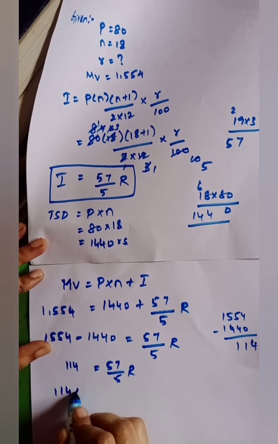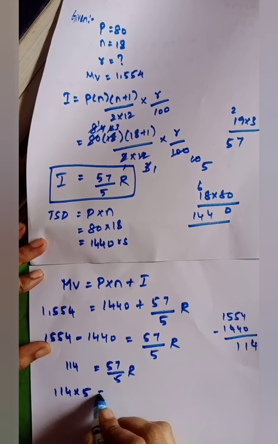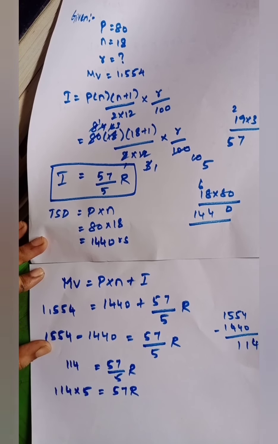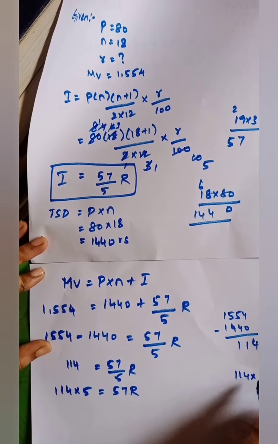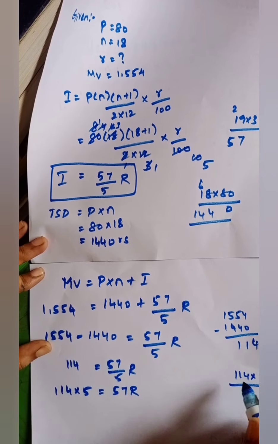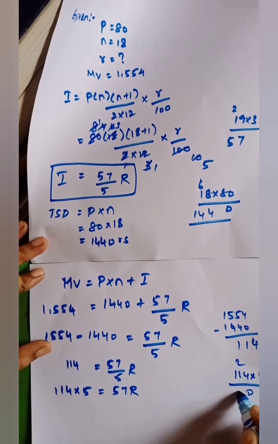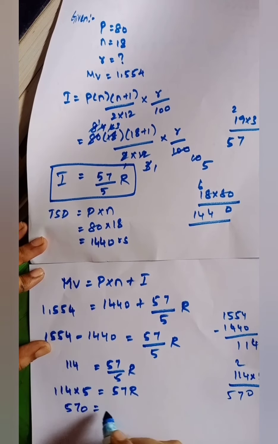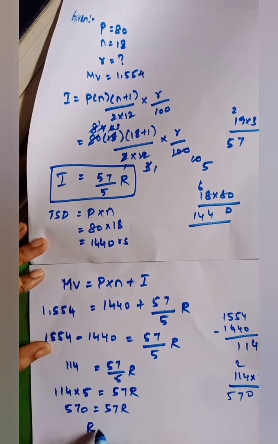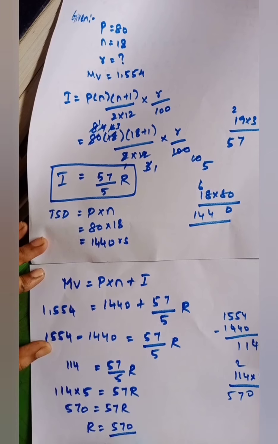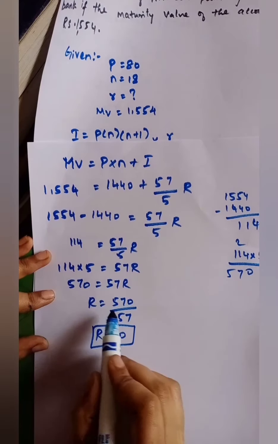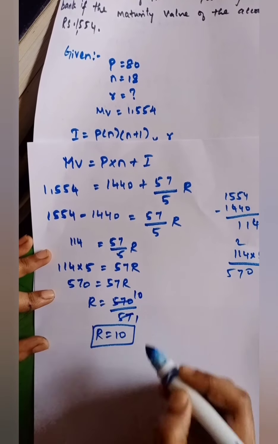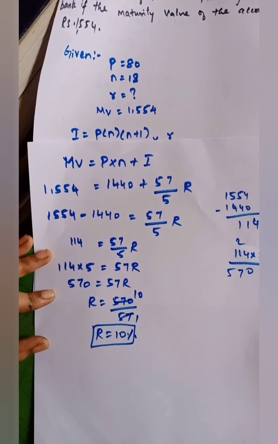So 114 into 5: 5 4s are 20, 5 1s are 5, that is 570 equal to 57 R. R equal to 570 divided by 57. 57 tens are 570. So R equal to 10%.